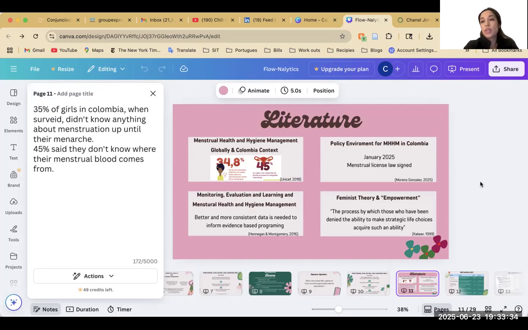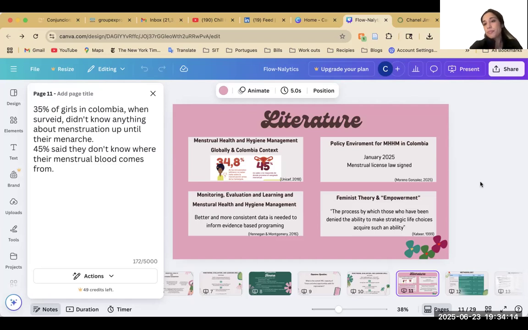That is, I'm sure, shocking, and I'm sure some of us as women and as menstruators can relate to that. And then when surveyed, almost half of the girls said they don't know where this blood comes from. So first, you don't know that it's going to happen, and when it's happening, you don't know why or where it's coming from. That's a pretty strong statistic. Half of the girls in this country, and not to point out Colombia as this one country, these are numbers that you can see in many countries.